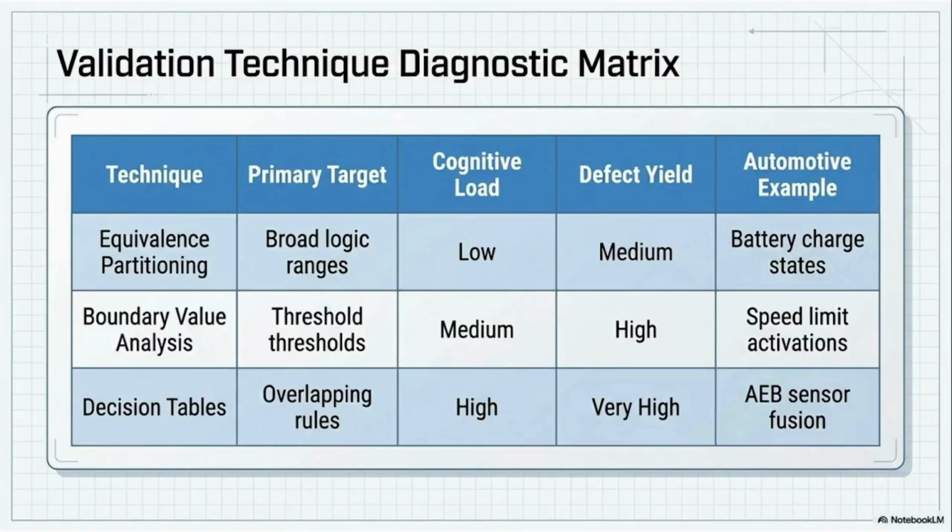To choose the right tool for the job, we use a diagnostic matrix. Equivalence partitioning is best for broad logic ranges and has a low cognitive load for the engineer. Boundary value analysis targets thresholds with high defect yield. Decision tables are used for overlapping rules, while they require more effort to design. They provide a very high yield for catching complex logic errors. In complex conditional situations, we use them.